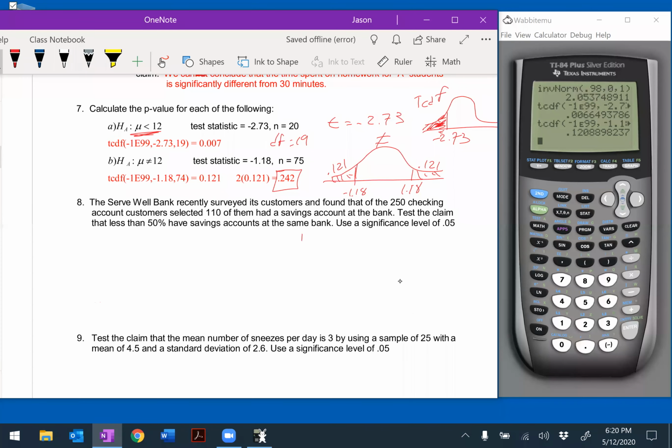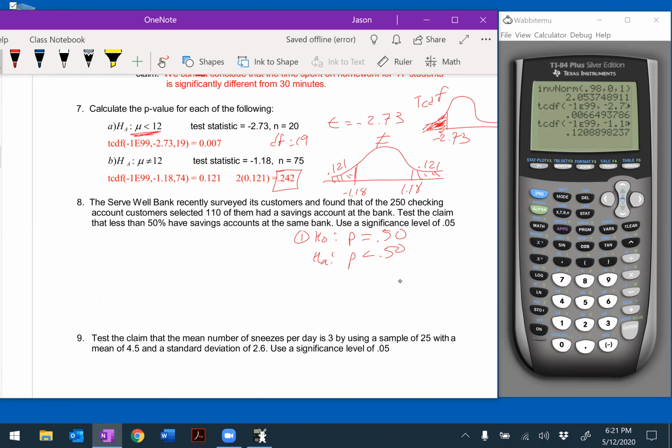So we want to test this claim. H0 is going to be that the probability is equal to 50%. HA is that the probability is less than 50%, because that's what they're saying. They're claiming that they have less than 50%.